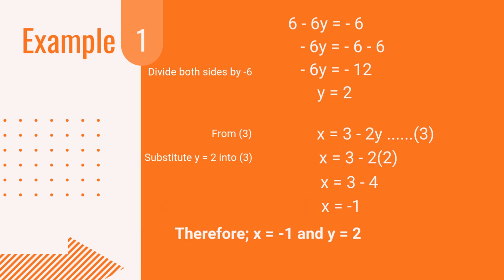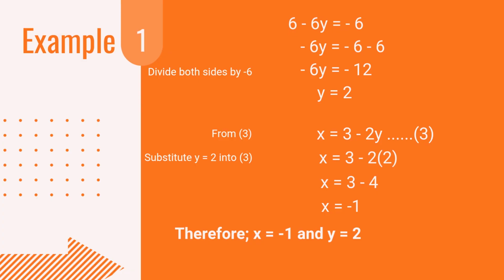Moving forward, we have 6 minus 6y equals what? Minus 6. What do we do? We collect like terms. By collecting like terms, we take 6 over to the right-hand side of the equation and leave minus 6y standing on its own on the left-hand side. So we have minus 6y equals minus 6, minus 6.